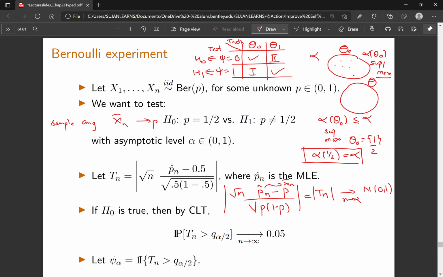Now we have our test statistic, and it gives us some value, Tn. If value of Tn is too large, then we can conclude that p is not equal to one half, and if the value of Tn is too small, then we can conclude that it is equal to one half.